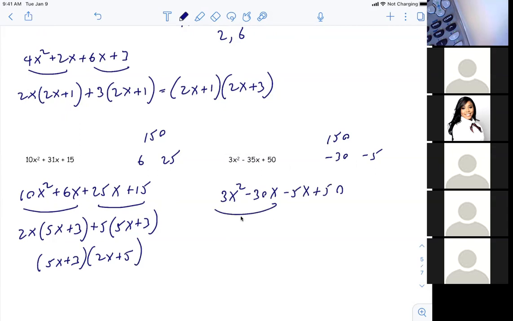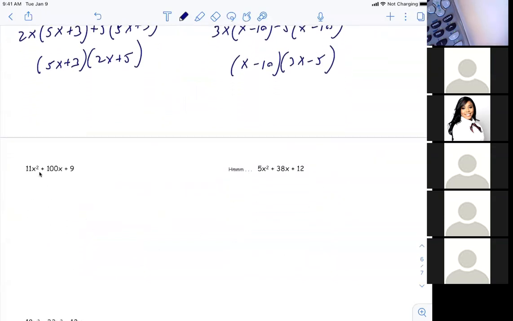And what's our GCF here? 3x times x minus 10. And here minus 5 times x minus 10. And factoring in x minus 10, 3x minus 5. Are we good? All right.